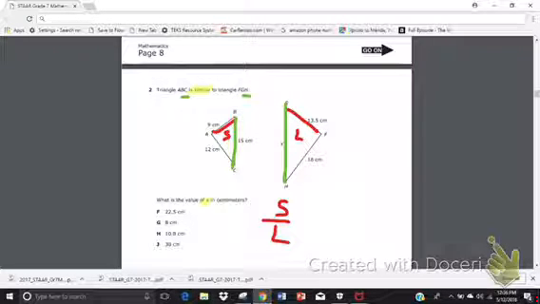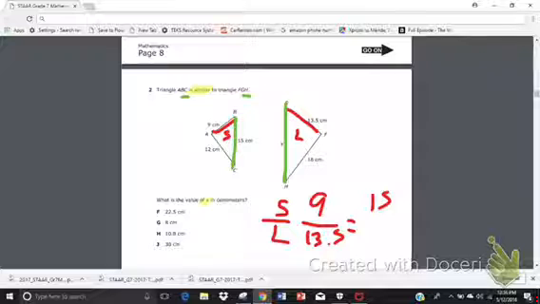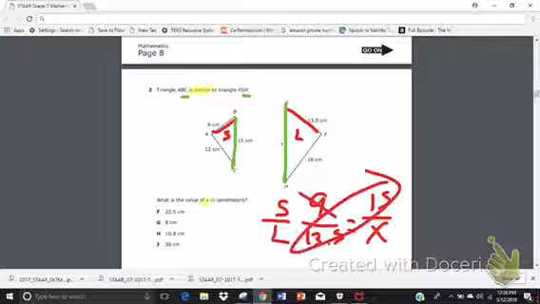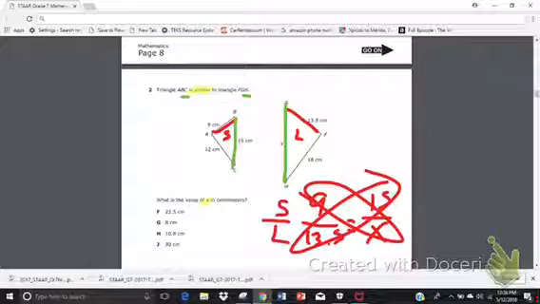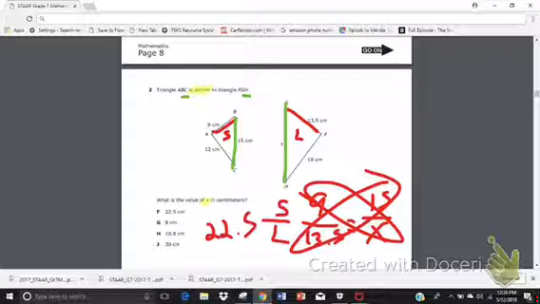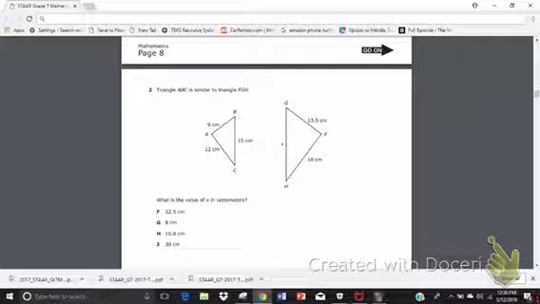On the small one, the red side is 9. The corresponding side on the larger one is 13 5/10. We set it equal to 15 on the small one over X on the large one. You all can cross multiply here, kiddos, and you will end up getting 22 5/10. So the correct answer, ladies and gentlemen, is letter F. Alright, now moving on.